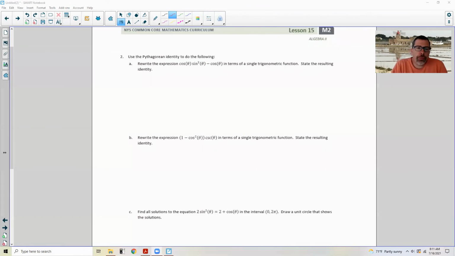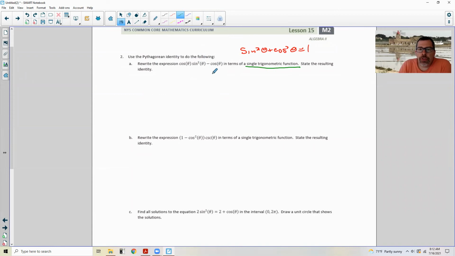All right, page 2, number 2 says to use the Pythagorean identity to do the following. What's a Pythagorean identity? Sine squared theta plus cosine squared theta equals 1. Okay, so part A says to rewrite the expression cosine theta times sine squared theta minus cosine theta in terms of a single trigonometric function.